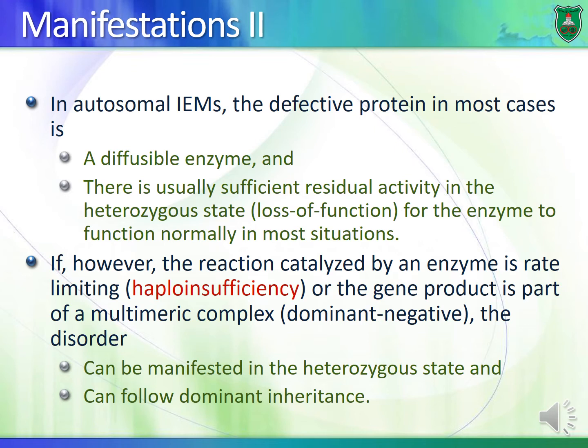Now, on the other hand, there are some enzymes, especially those that are rate limiting, meaning that these are the highly regulated enzymes, or enzymes that are formed from multiple complexes or multiple enzymes, like pyruvate dehydrogenase complex, for example. Loss of one of the alleles or reduction in the production of enzyme can be manifested in the heterozygous state, and they usually follow a dominant inheritance as a result of that.